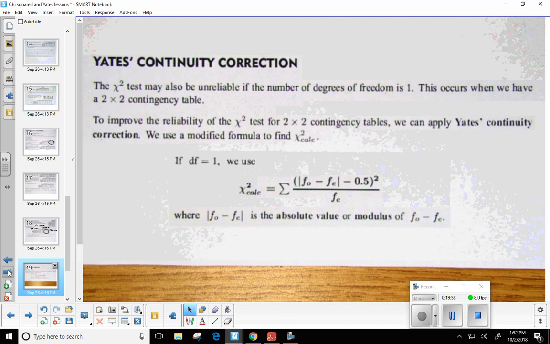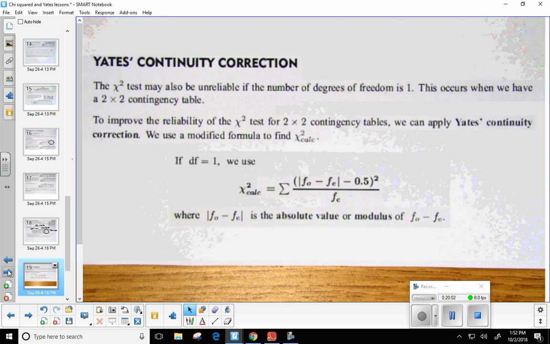Now, the Yates continuity correction, this is a modified version of the formula we've been looking at. So the chi-squared test may also be unreliable if the number of degrees of freedom is 1. So if you're starting with a 2 by 2 contingency table, this is definitely going to happen. To improve the reliability of the chi-squared test for a 2x2 contingency table, we apply the Yates continuity correction.